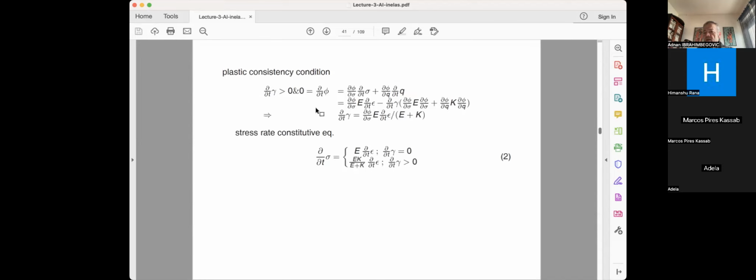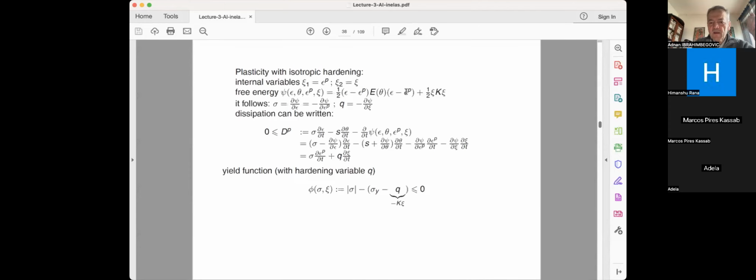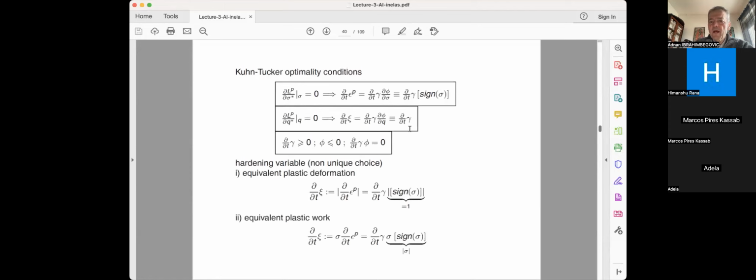So basically, the consistency condition that we just discussed: when you're yielding at time t, you want to make sure that you're yielding at time t plus dt. That means phi dot, the derivative of phi with respect to time, should be equal to 0. This time around you have not only sigma dot to take into account, E times epsilon dot minus epsilon plastic dot, being gamma dot times d phi d sigma. You also have q dot, being minus K times psi dot, and psi dot is nothing but gamma dot.